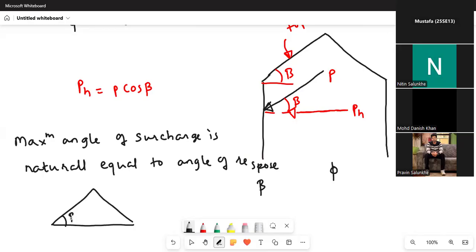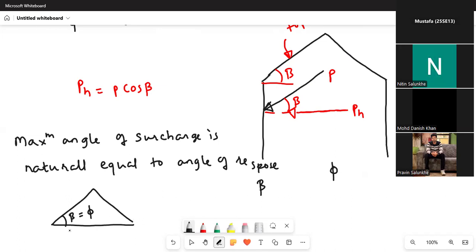Maximum beta is naturally equal to phi. Why is it so? If beta is more than phi, then the material will start to roll down. If beta is equal to phi, the material will be stable. It will not move down because of the friction between the material.